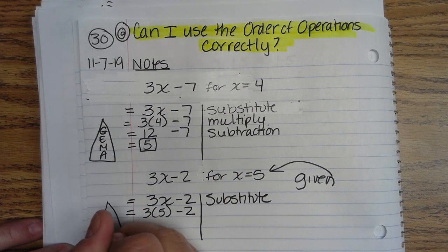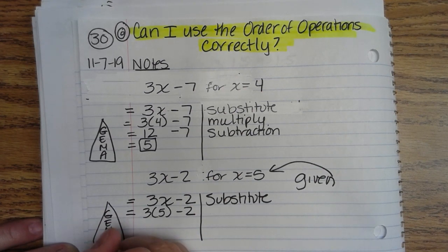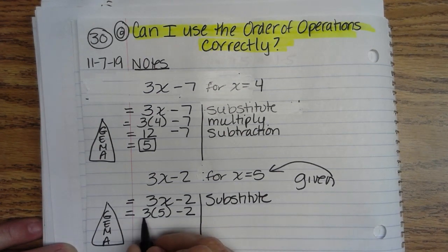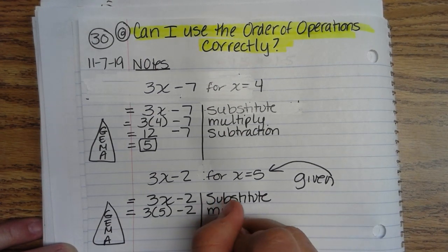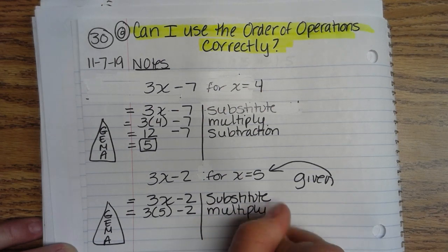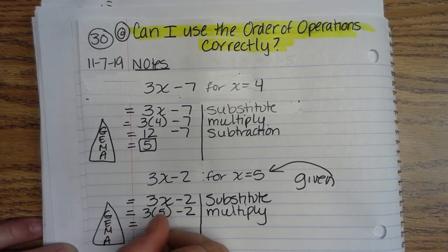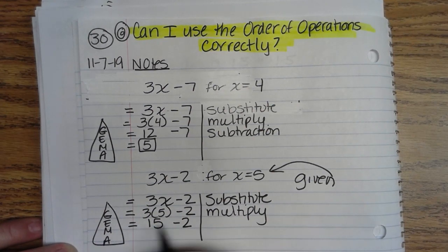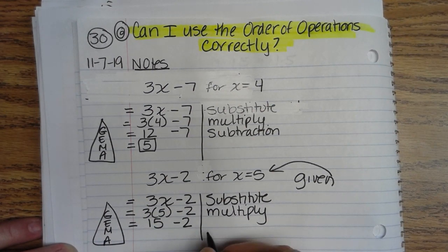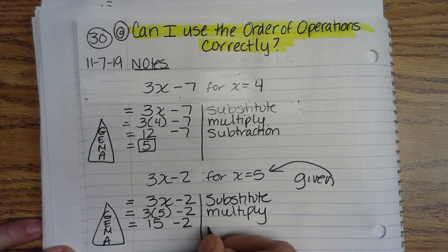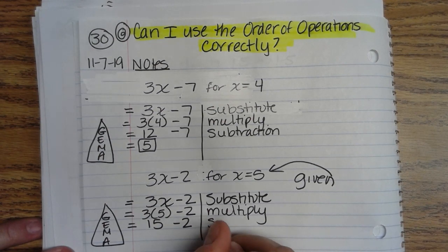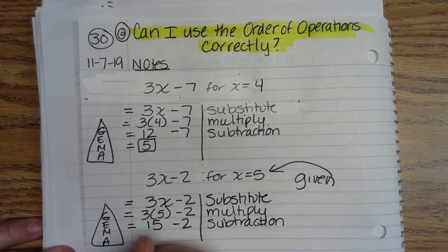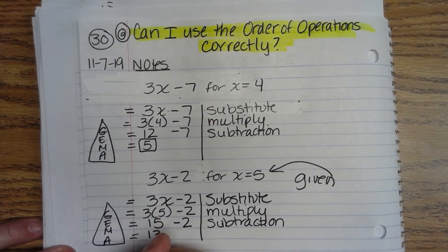I do my GEMMA. No groups, no exponents, but there is a multiplicative operation. It's multiply. When I multiply 3 times 5, I get 15 minus 2. There's no more multiplicative operations, so we do our additive operations, and in this case, we do the opposite of adding, which is subtraction. And 15 minus 2 is 13.